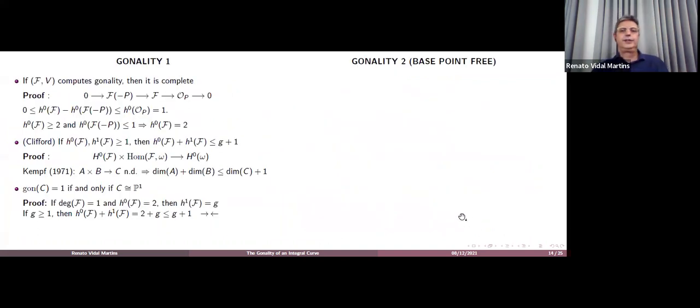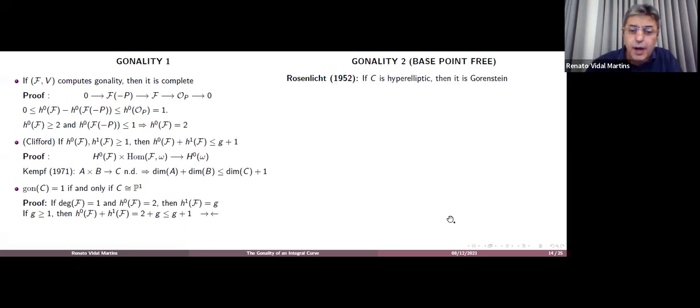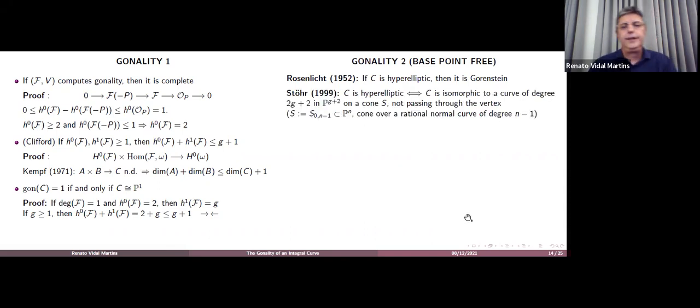Now let's address gonality 2, base point 3. I start with a result by Rosenlicht, 1952: if C is hyperelliptic, then it is Gorenstein. Then this result by Stöhr and Carlotto from 1999: C is hyperelliptic if and only if C is isomorphic to a curve of degree 2g plus 2 in P^(g+2) on a cone S, not passing through the vertex. S here is written as a scroll.